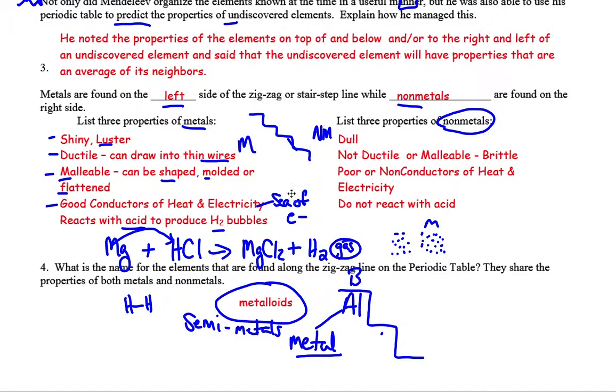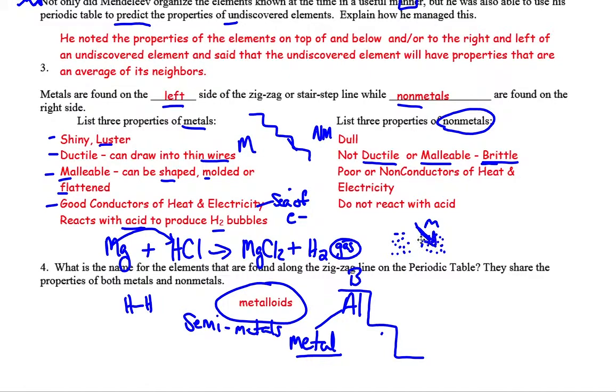Nonmetals don't have that sea of electrons, so they are dull. They don't have the electrons floating around that allow them to be ductile or malleable. Instead, they're brittle. If you hammer a metal, the electrons will kind of move around. If you hammer a nonmetal, it's brittle, if it's even a solid.